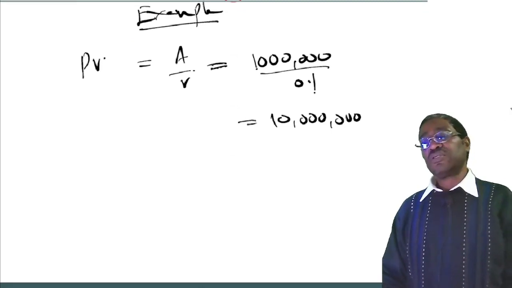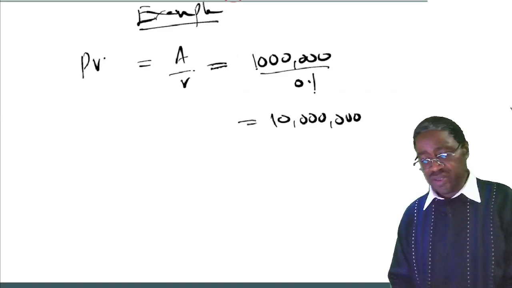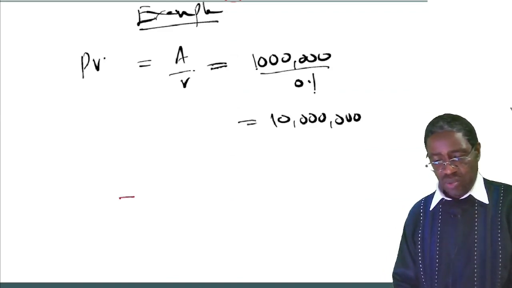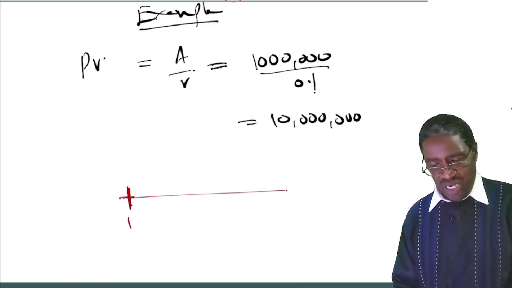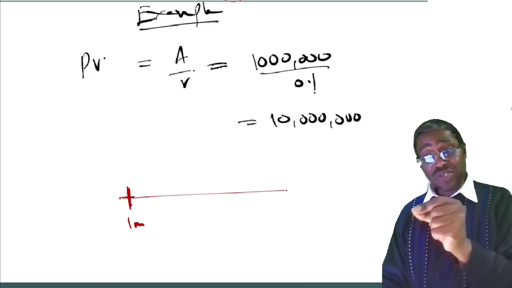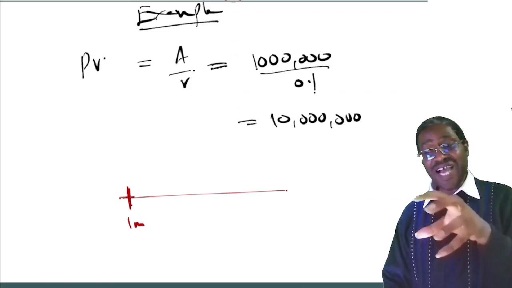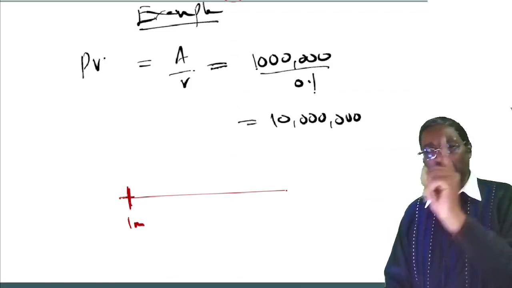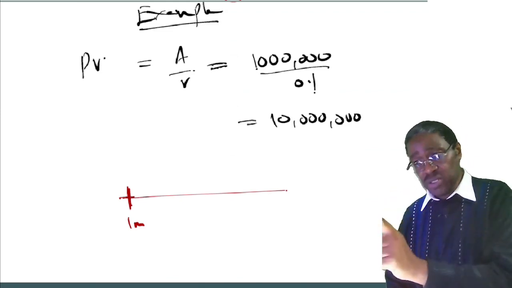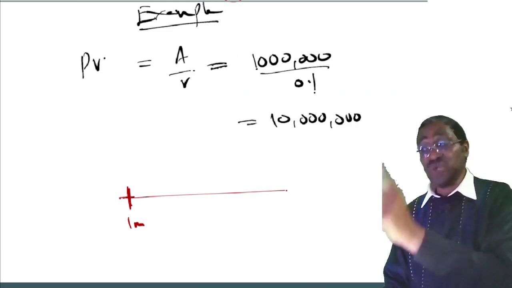Now, what if, listen, I want you to get it right. What if your 1 million that you are going to be receiving is that annuity into perpetuity, but it will be growing. We call it a growing annuity.